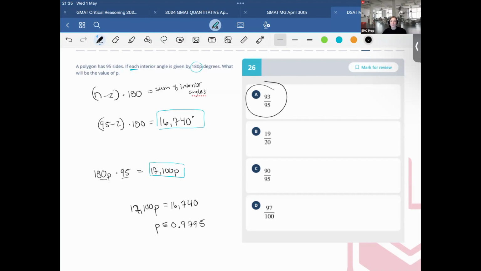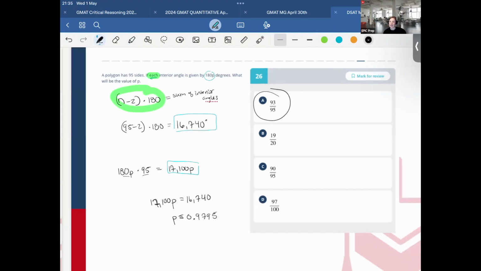Okay, but so main takeaways for this problem, make sure that you know this formula could be helpful. And look for language to help you, in this case, like each interior angle, because that could be the key to solving this problem. Okay, amazing.